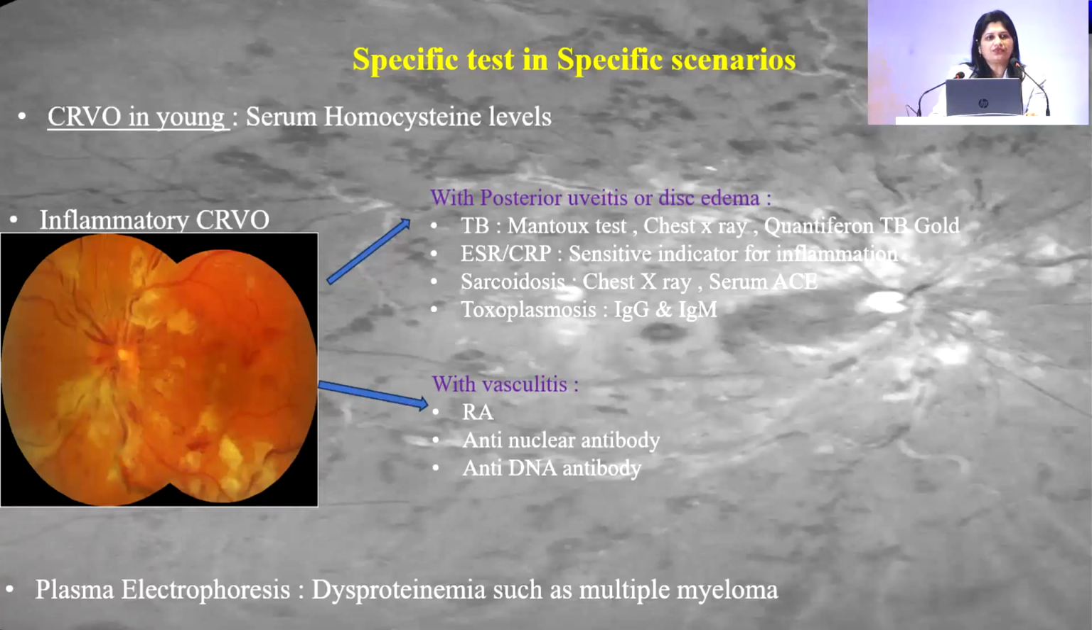In cases where you are suspecting that it is an inflammatory CRVO, so suspect with posterior uveitis or disc edema, then you should do the tests related to the uveitis like Mantoux, ESR, sarcoidosis and toxoplasmosis. And if it is associated with vasculitis, then RA factor, anti-nuclear antibodies and anti-DNA antibodies. If you are suspecting some dysproteinemia, then plasma electrophoresis is also advised.